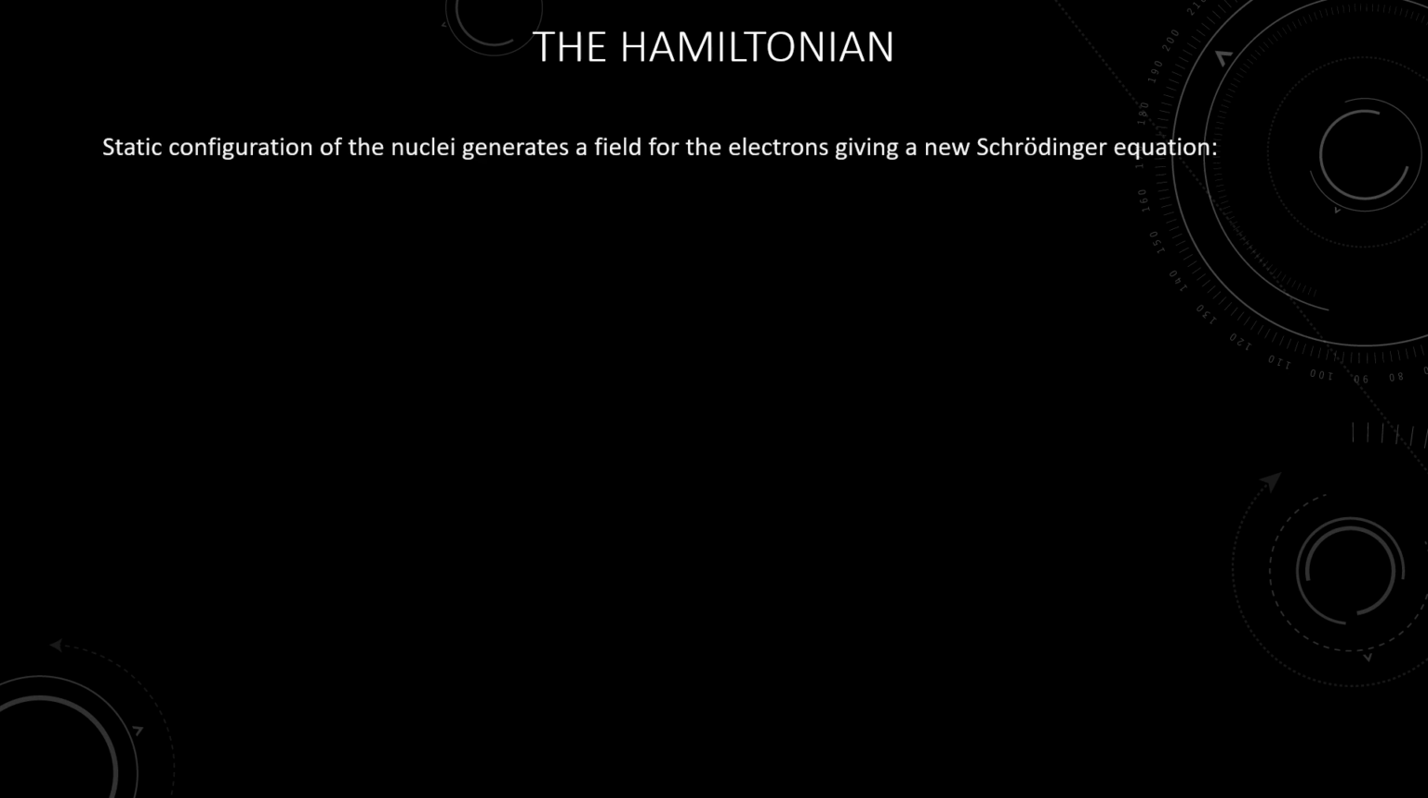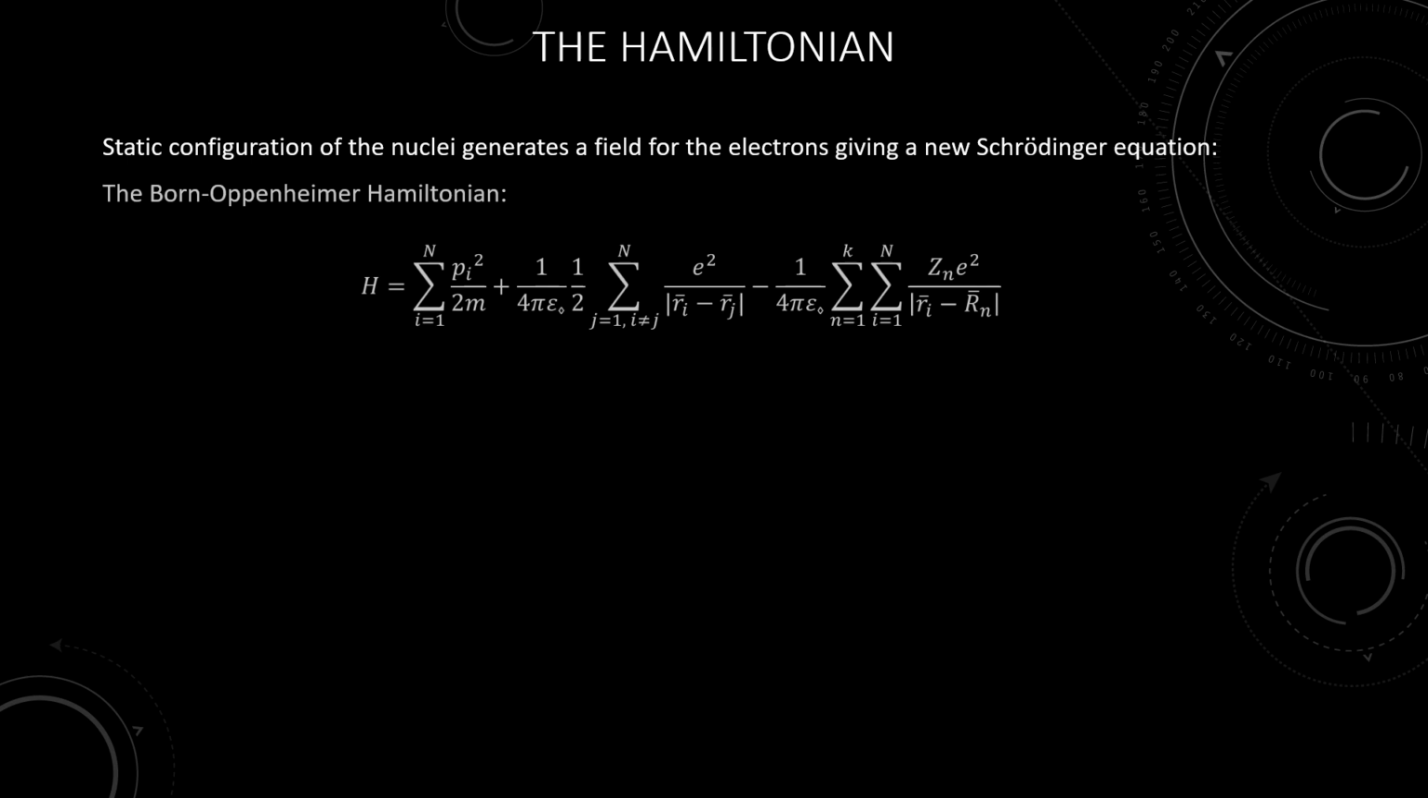We see that this approach leads to a Hamiltonian for the electrons, which are in a field generated by the static configuration of the nuclei, and therefore a separate Schrödinger equation for the nuclei, where the electrons have an energy that is seen as a potential. So we then have this particular Hamiltonian called the Born-Oppenheimer Hamiltonian.